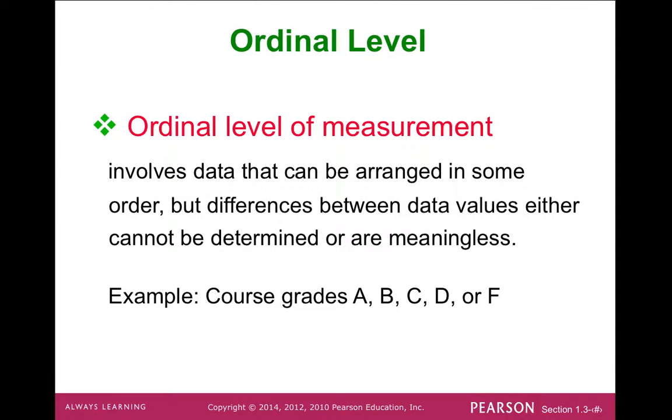In contrast with that is the ordinal level of measurement. This involves data that can be arranged in some order, but the differences between the data values either can't be determined or don't really mean anything. So an example of that would be course grades. We know what A, B, C, D, and F are, and we know that an A is better than a B, and a B is better than a C, and so on. So again, this data can be arranged in some type of order, but the differences between them are not really the point.